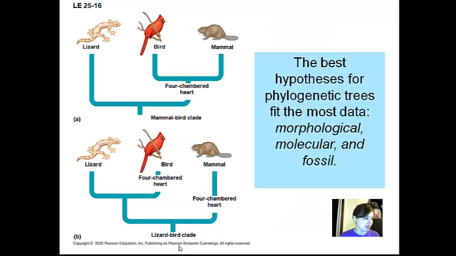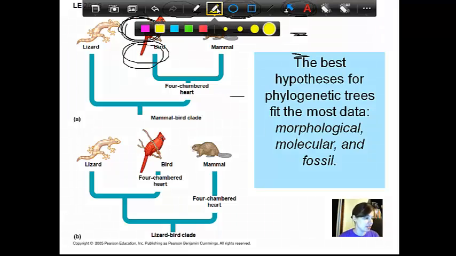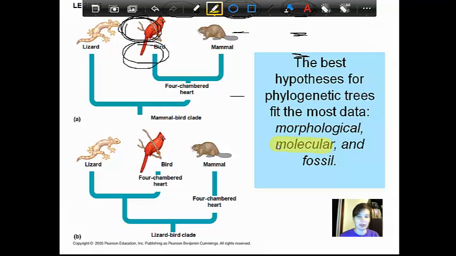Okay, I think this is our last slide, so we're about done here. The last thing I want to point out is that phylogenetic trees are based on DNA, RNA, or proteins, which is molecular evidence. But what scientists really try to do is fit all the data. Not just the molecular data, but also they try to make the phylograms fit the morphological data. That means what they look like. That's kind of where our taxonomy comes in.